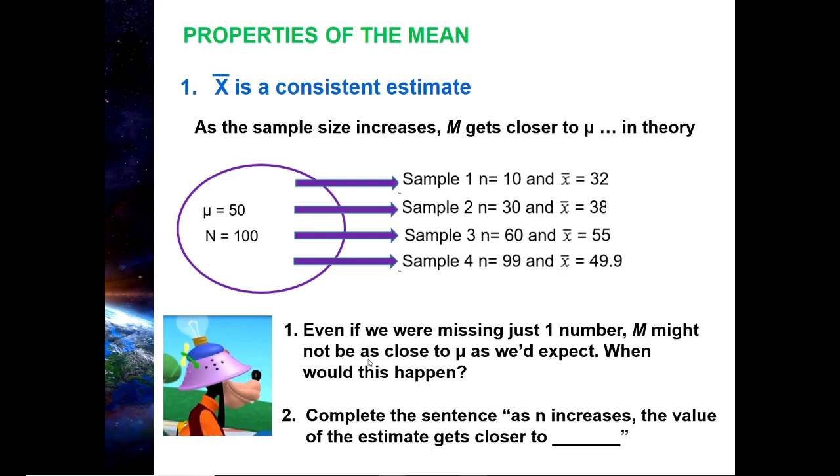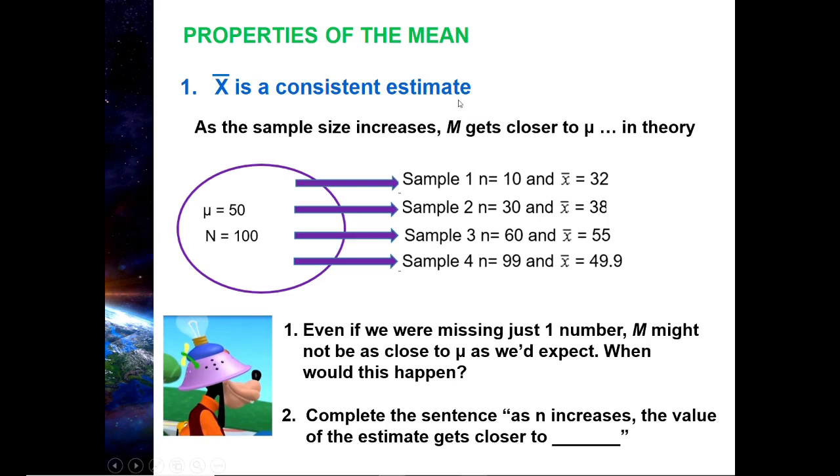How about this? Complete the sentence. As n increases, now remember n is sample size, as n increases, the value of the estimate gets closer to the value of the parameter. Remember that estimates are estimating parameters. Up here, we gave a very, very specific definition of X bar as a consistent estimate. So if I'm asking what does this mean, then we say, well, as sample size increases, X bar, or M, X bar gets closer to mu.